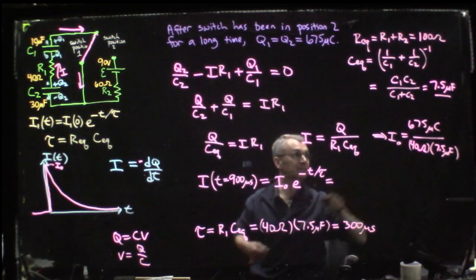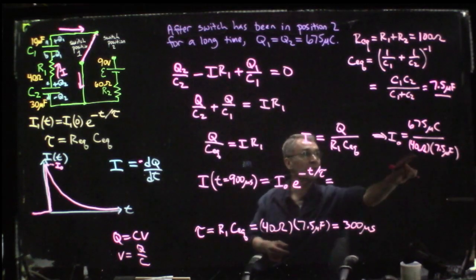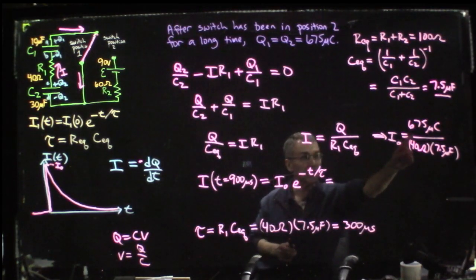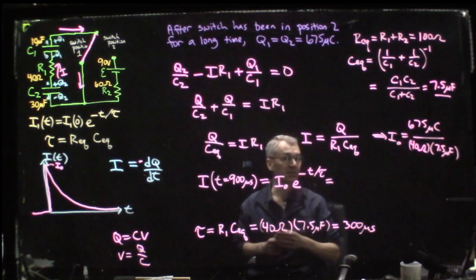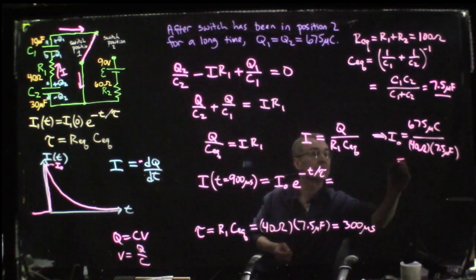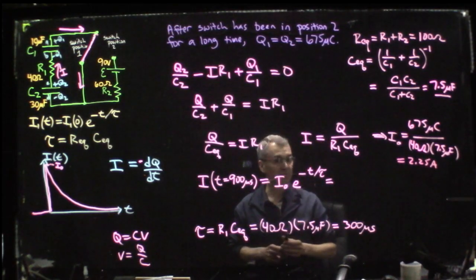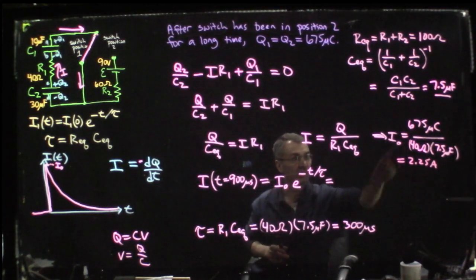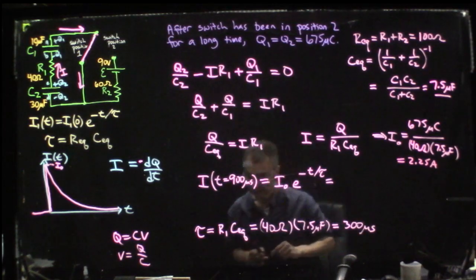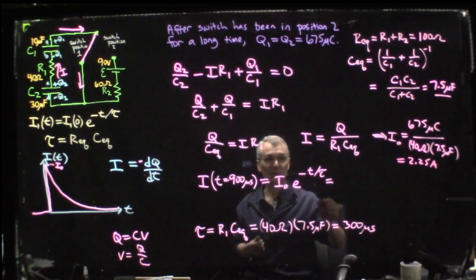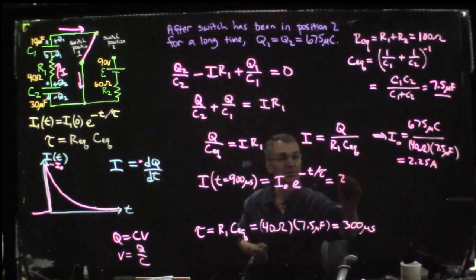And then this is 675 microcoulombs divided by 300 microseconds. Divide by 3, that's 200. This is 225. This must be 2.25 amps. It's actually safer to use a calculator, but I think that's right because that's the answer I got last time too. Okay, so it seems like this is 2.25 amps.